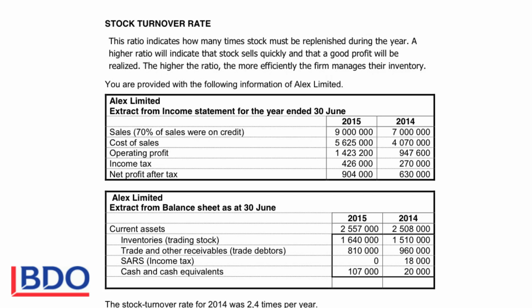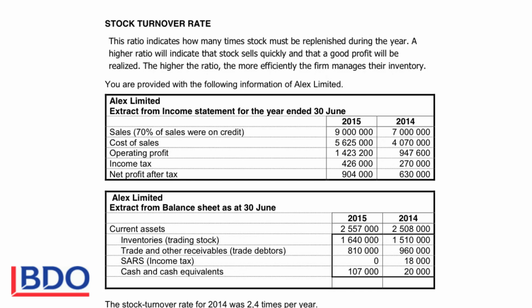A higher ratio will indicate that stock sells quickly because you have to replace it more often, and that you will make a bigger profit. The higher the ratio, the more efficiently the firm manages the inventory. So that means a higher ratio indicates that they control their inventory properly and that they will make a bigger profit because they replenish or purchase new stock on a regular basis.